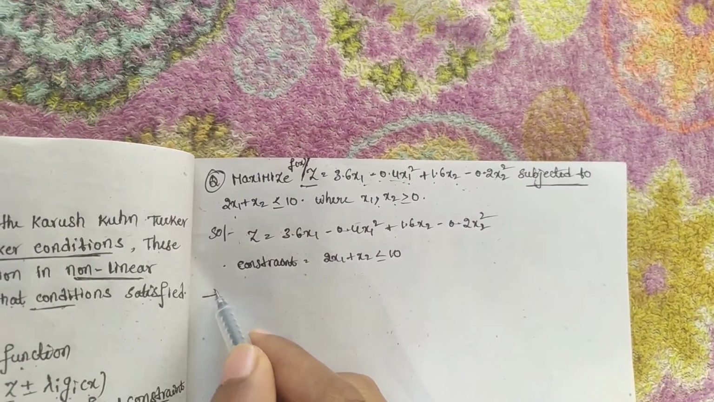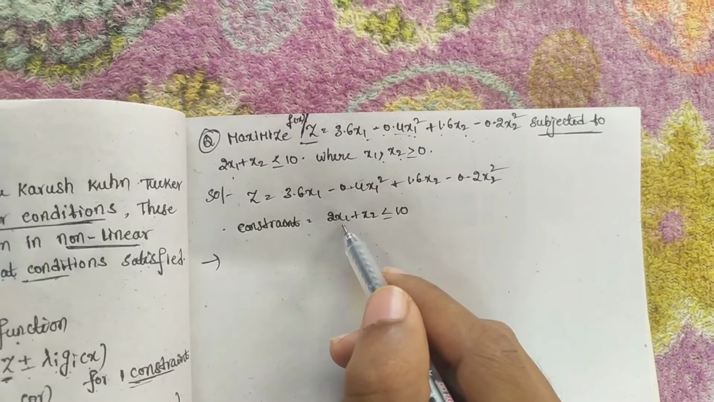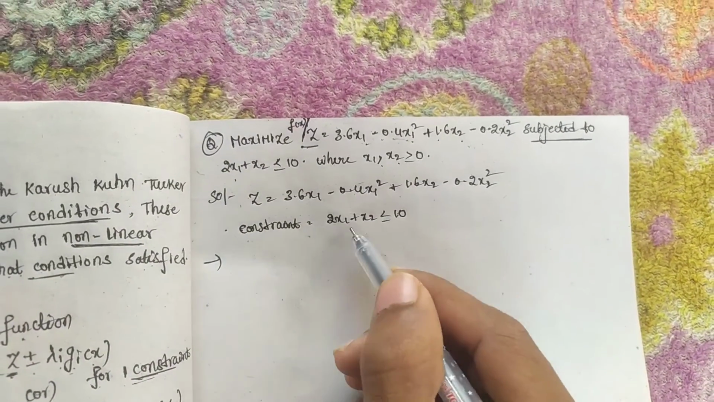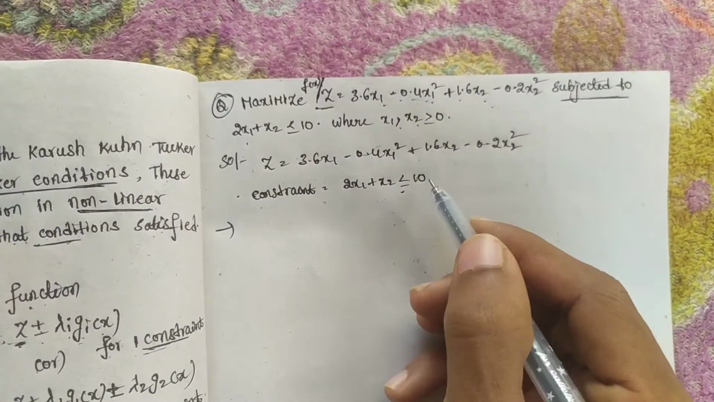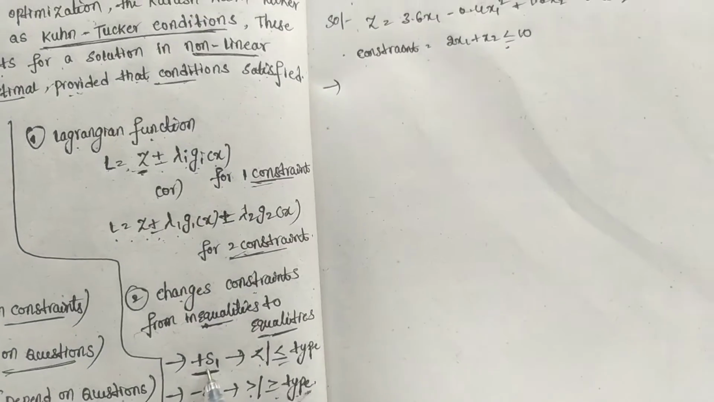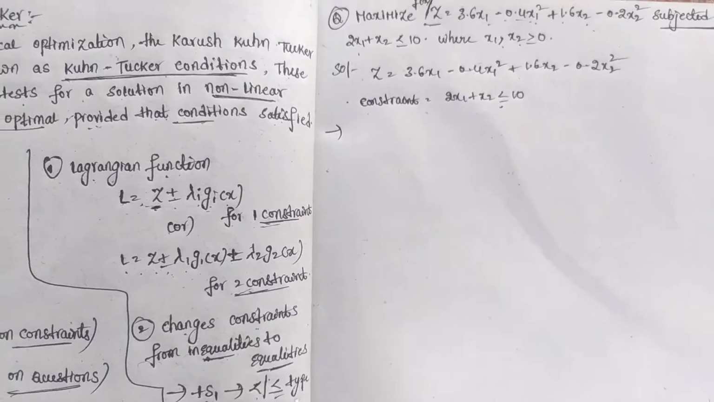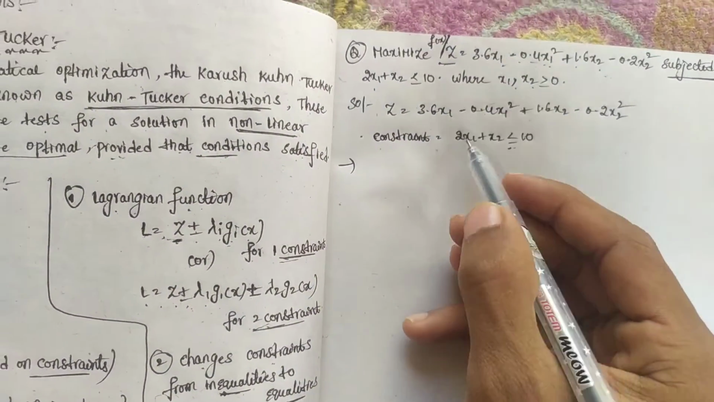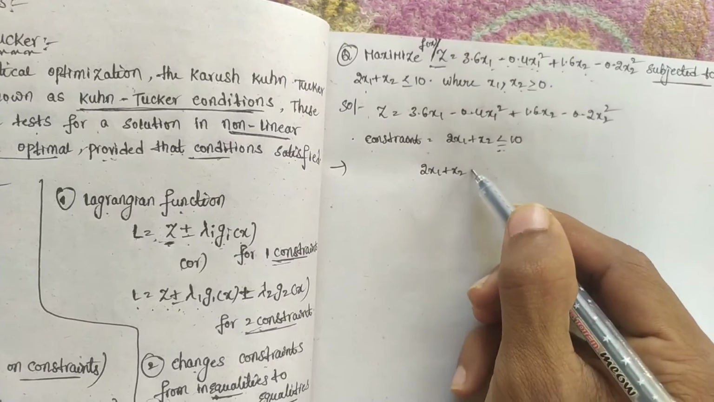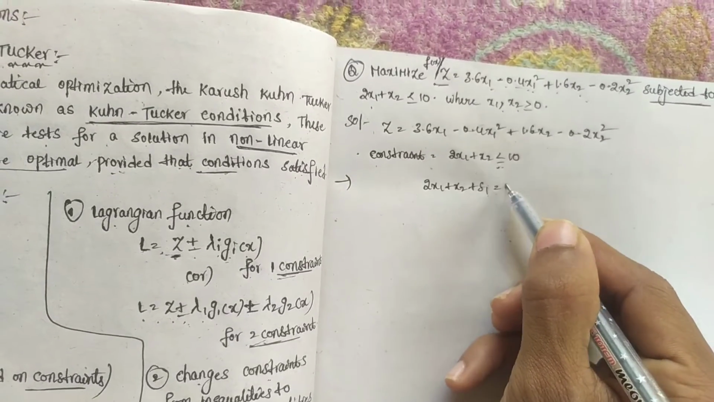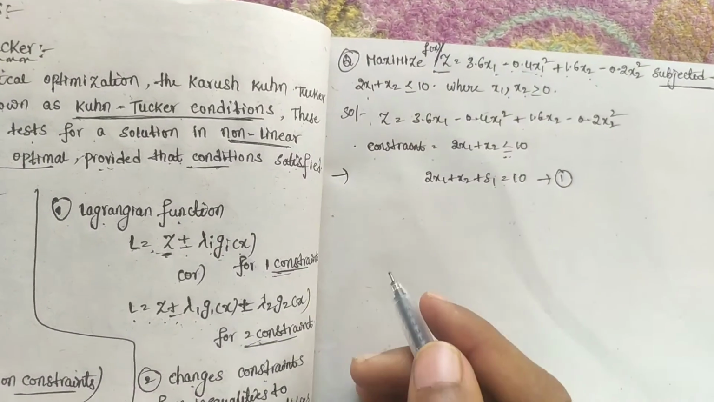First of all, we have to change the inequality constraint into an equality type. Here we know that if the constraint is of the less than or equal to type, we have to add s1 to change the inequality constraint to an equality constraint. So it changes to 2x1 plus x2 plus s1 equals 10, taken as equation 1.